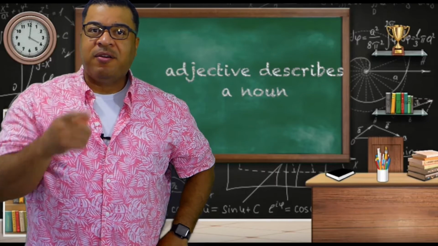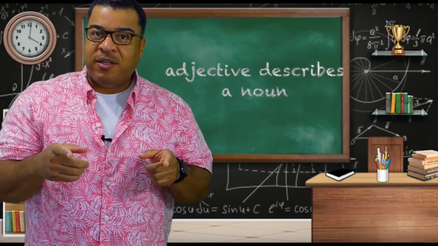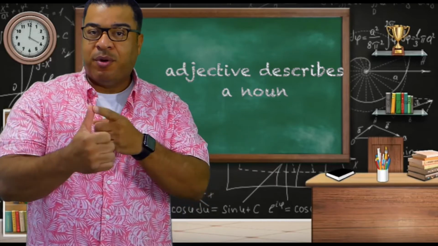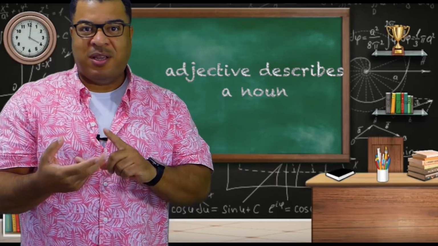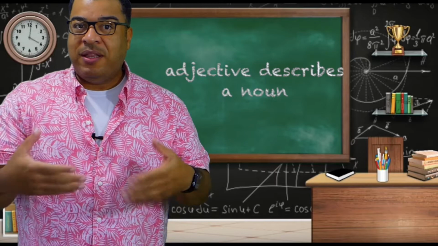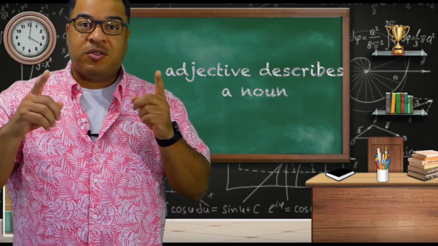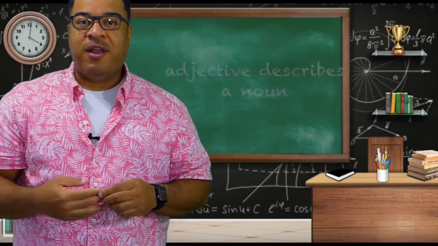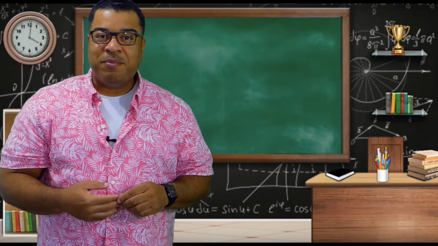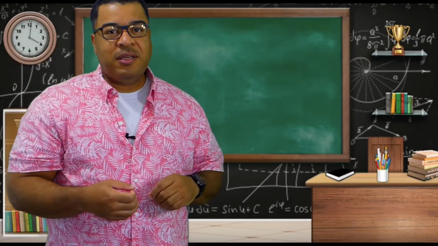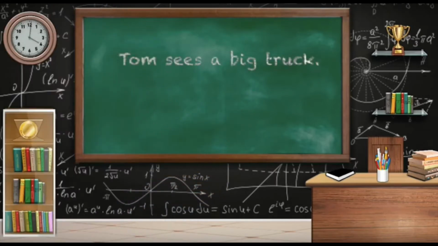I know. So adjectives tell us about nouns. So a person, a place, an animal, or a thing, that's what a noun is. So adjectives describe different nouns. Let's take a look at an example to make things a little bit easier to understand. Let's take a look at this one. Tom sees a big truck.